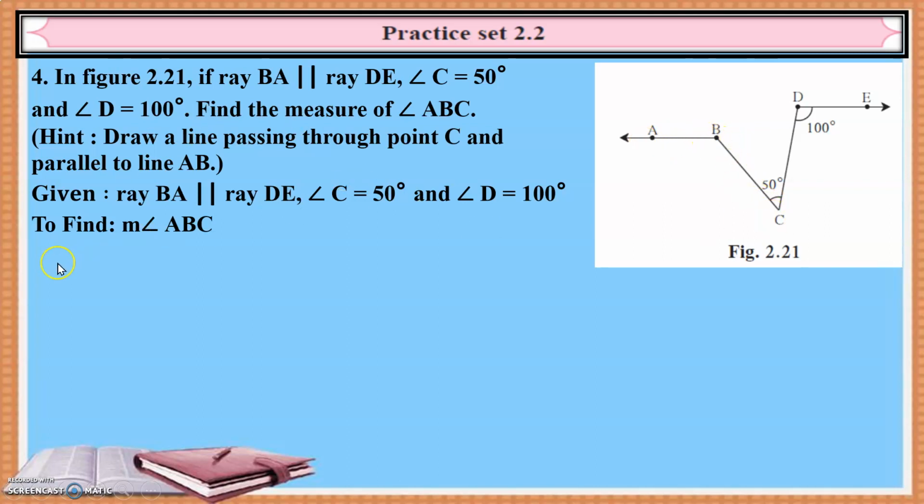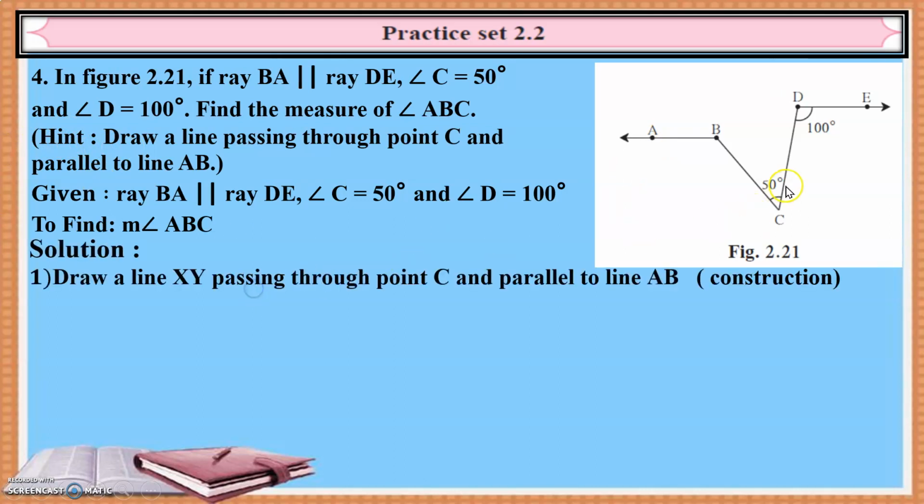Now in order to find this, as per the hint, we will have to construct a line XY passing through C and parallel to AB. Okay, so let's have line XY. This is line XY which is parallel to line AB. So this is line AB, and line XY is parallel to it.